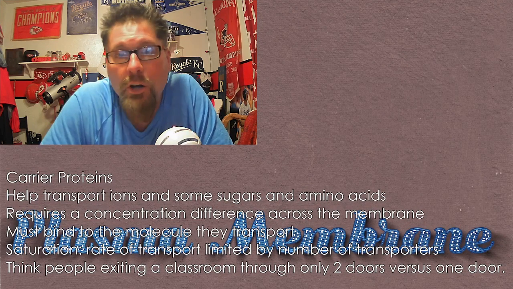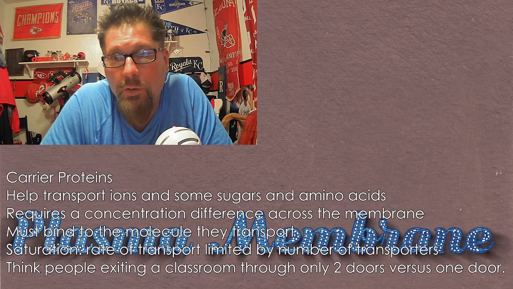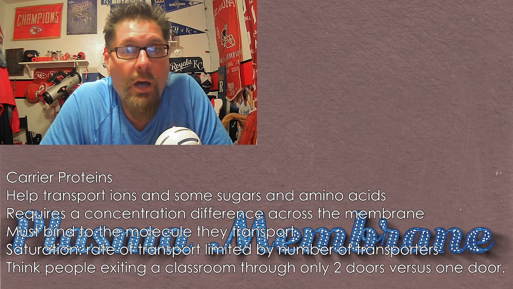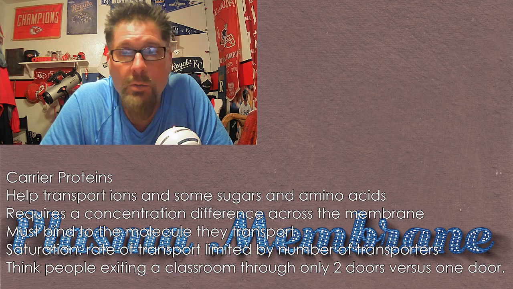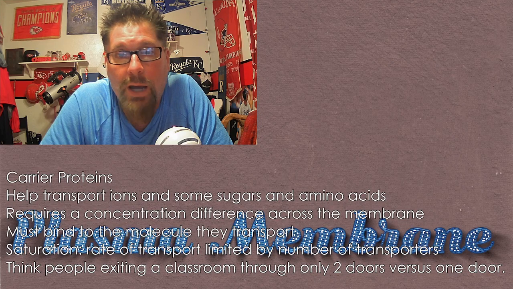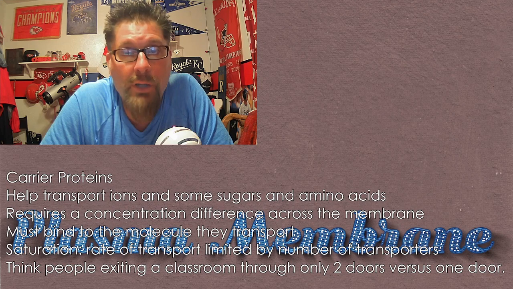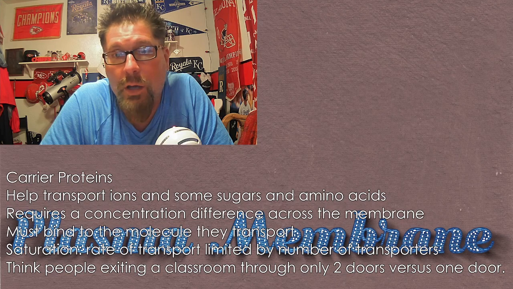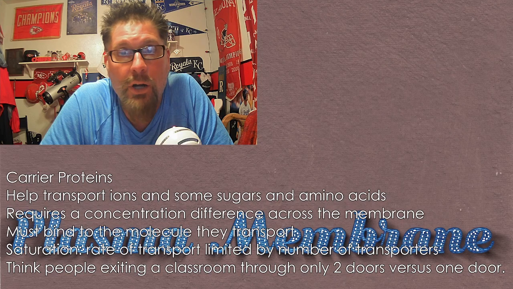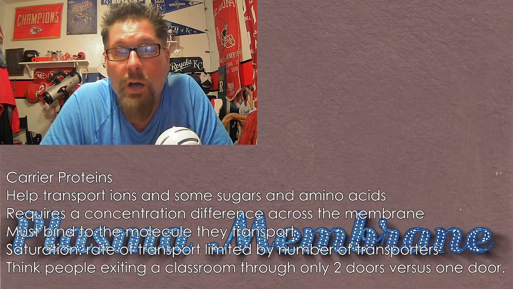Now we reference carrier proteins, another type that is involved with facilitated diffusion. We're thinking about getting ions across, maybe even some sugars, some glucose, and amino acids perhaps. But there has to be a concentration difference across the membrane, and we've talked about that a bunch of times. That just simply means that there's a lot more on one side than on the other side. But the idea with the carrier proteins is they have to recognize what it is, so they have to bind to it, to say, okay, that's something I can move across.